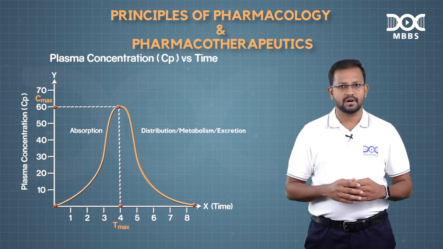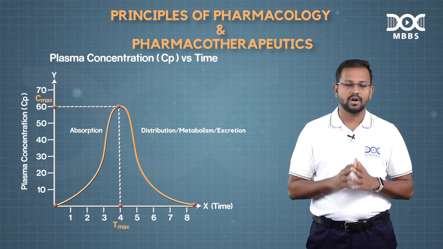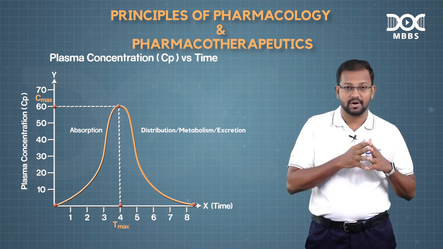So you administer the drug, the temperature of the patient is 101 degrees Fahrenheit. After 1 hour, 101. After 2 hours, 101. After 3 hours, it decreases to 100.5.